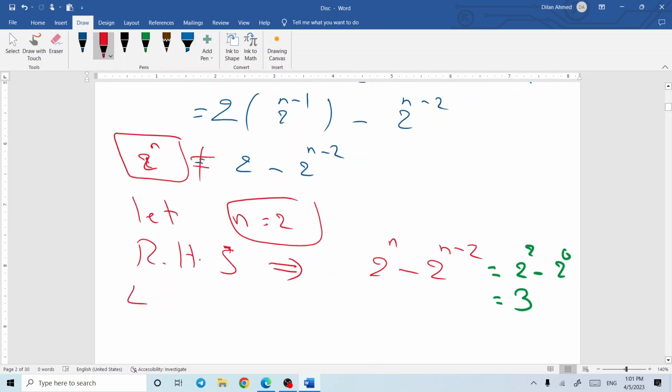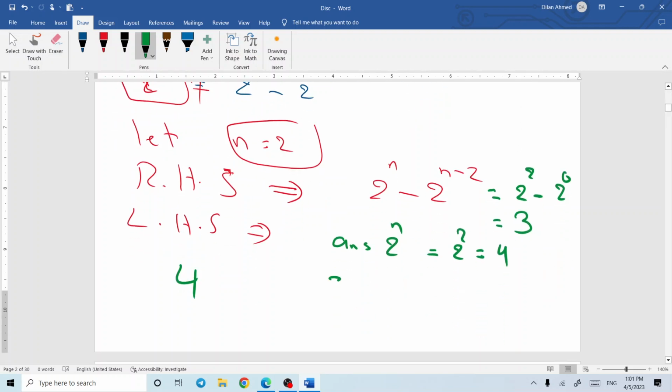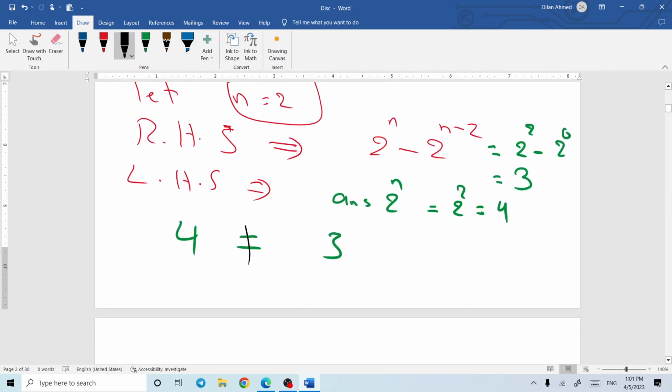How about the left hand side of the equation? It was what? an equal to 2 power n. So when n is 2, I'll get what? 2 to power 2 is equal to 4. So it means that 4 and 3 are not equal. So when they are not equal, we can translate this information to what? To say that an equal to 2 to power n is not a solution for equation star.